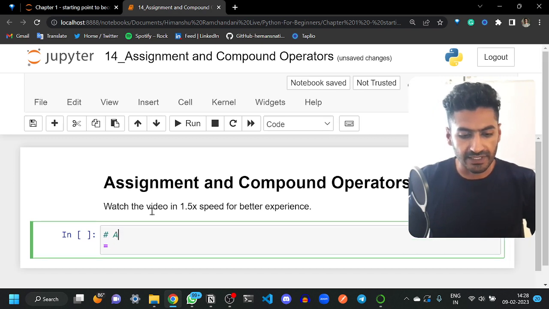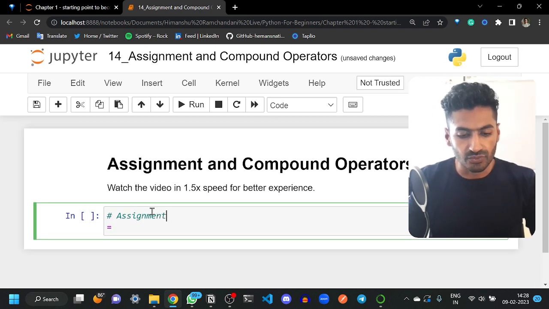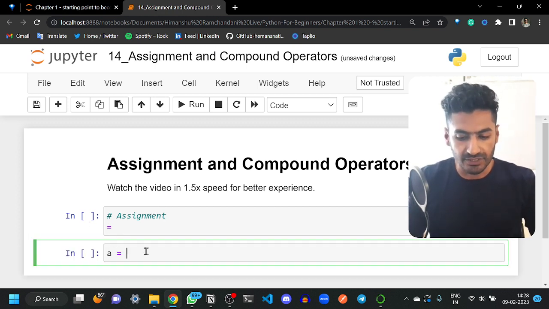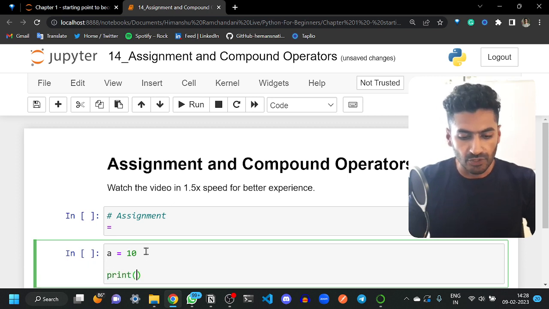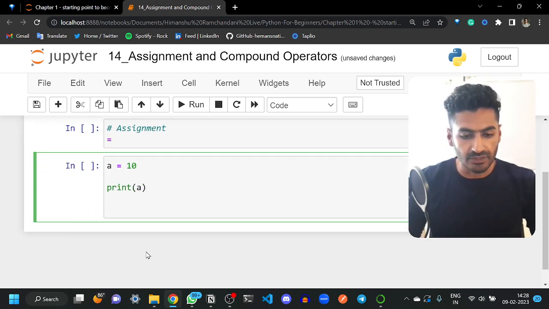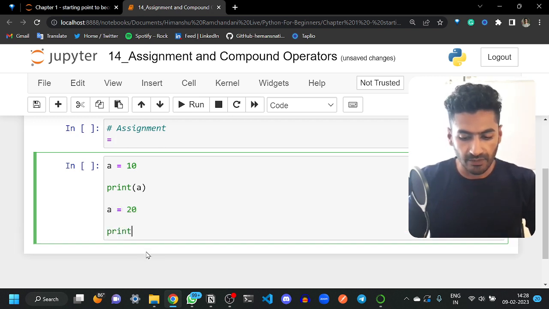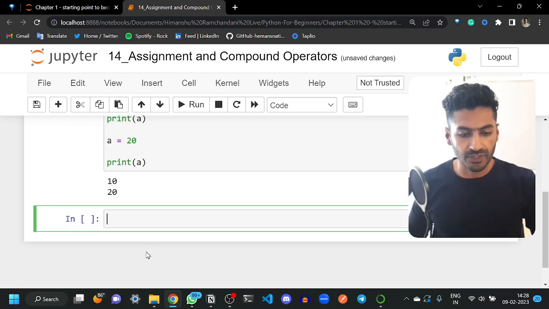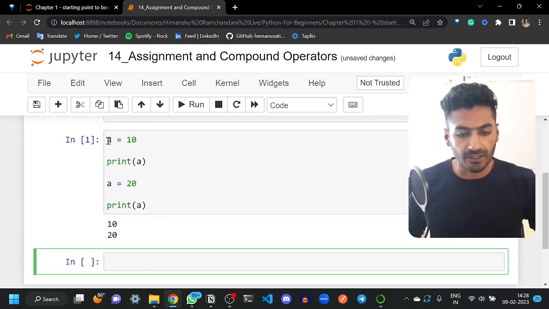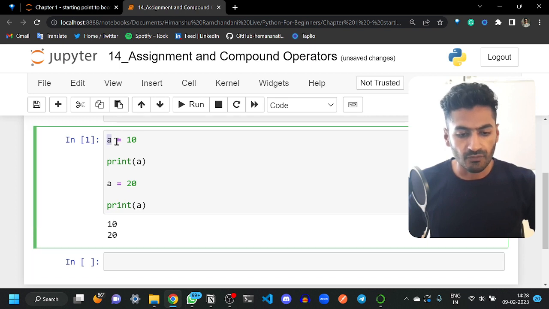The assignment operator is very easy. We already used it in our previous sessions. If I write a equals 10, the value of a is 10. If we assign 20 to a and print the value of a, it will print 20. Correct? Because initially the value of a is 10, later we changed it, so now a is representing 20. That's why when we print a, it will give you 20.